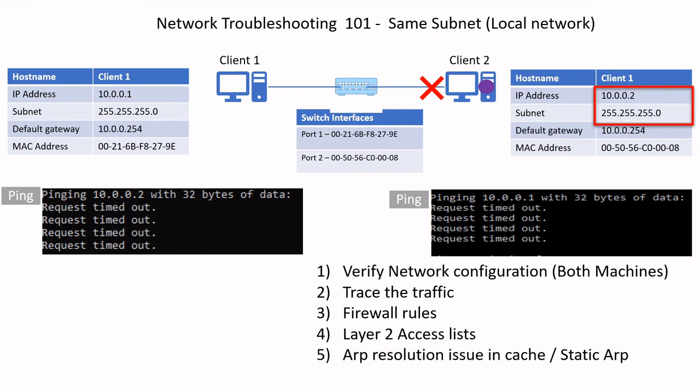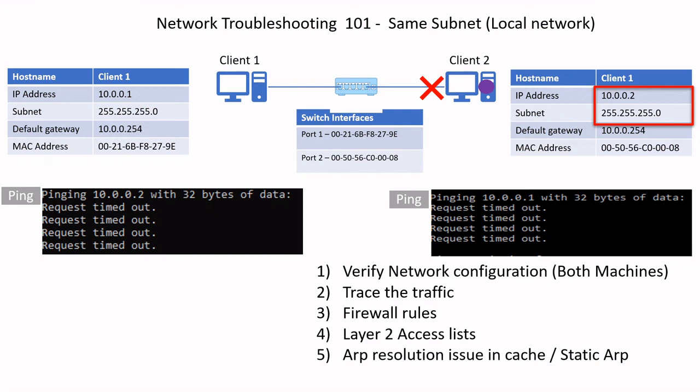And then we're going to look at layer 2 access lists on the switch and also perform some switch connectivity tests to see that we indeed have the correct MAC addresses listed on the correct ports. And the last thing is an ARP cache or static ARP issue on one of the machines, maybe only on client 1, maybe only on client 2, that might affect the connectivity and create this situation where we have traffic going from one side to the other.